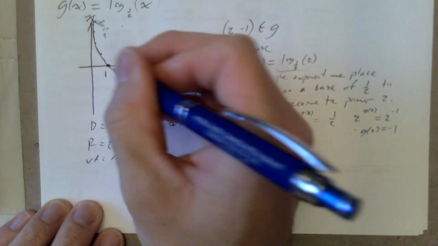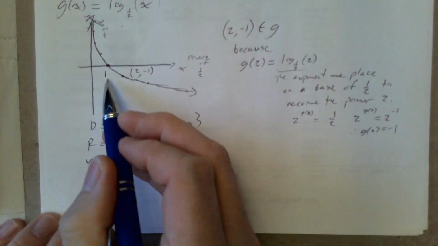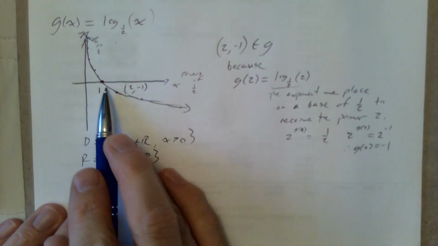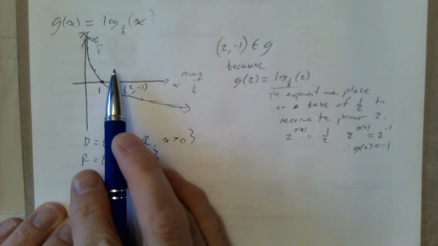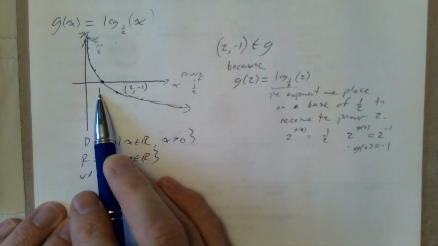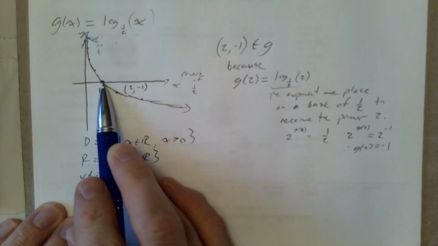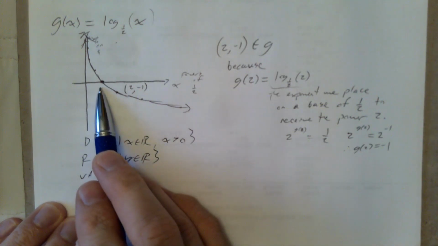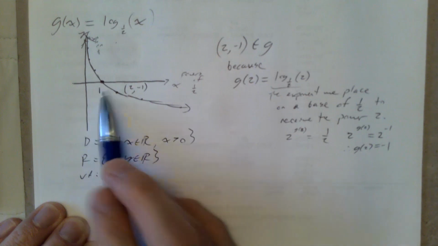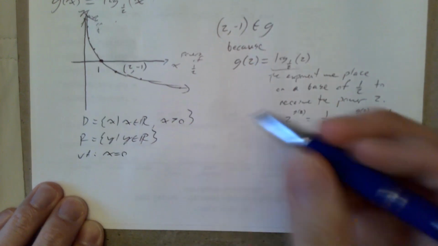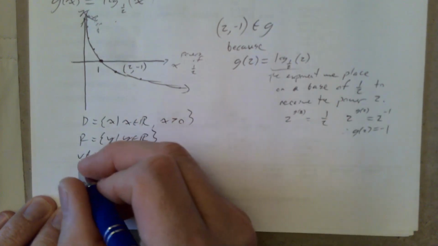The x-intercept is still the same, I didn't mention that before. The x-intercept is 1, and that's because if I want to receive a power of 1 from any non-neutral base, from any positive base, the exponent that I use is going to be 0. That's why these logarithmic curves originally pass through (1, 0). And behaviors are best read from the sketch.